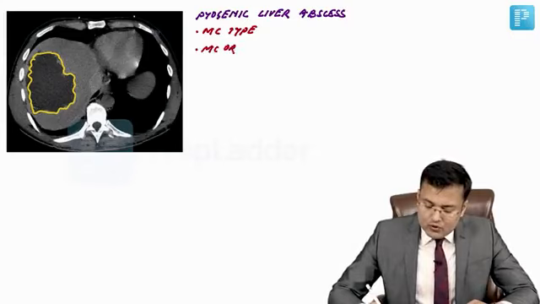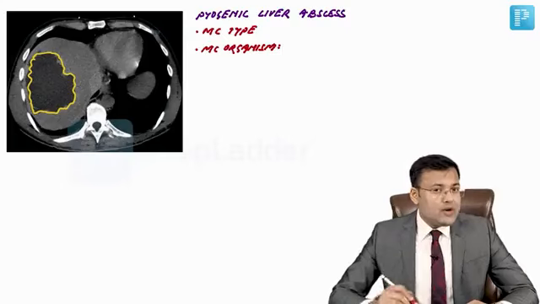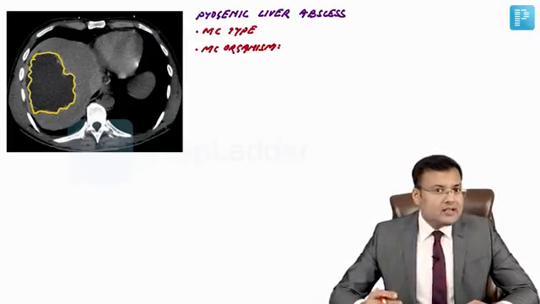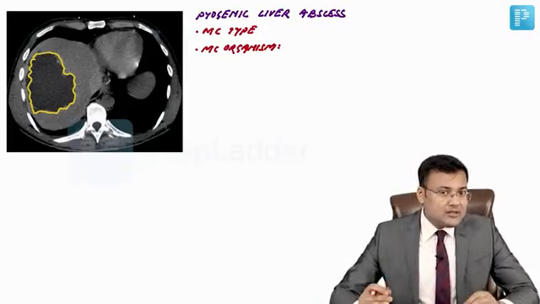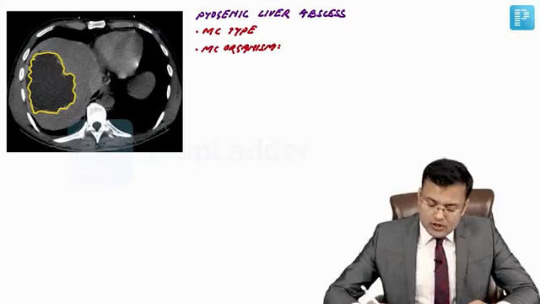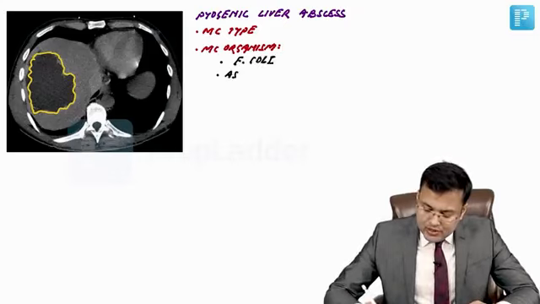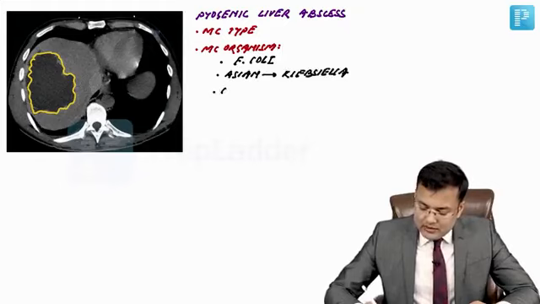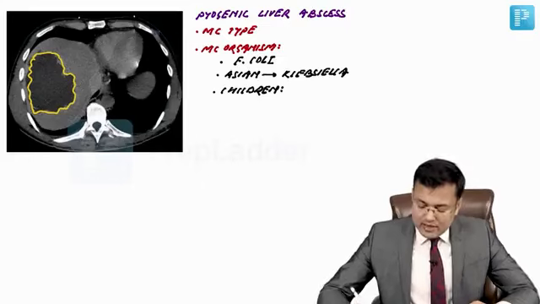And what's the most common organism? Most common organism worldwide, it is E. coli. In Asian population or in India, it is Klebsiella. And in children suffering from chronic granulomatous disease, it is Staph aureus.